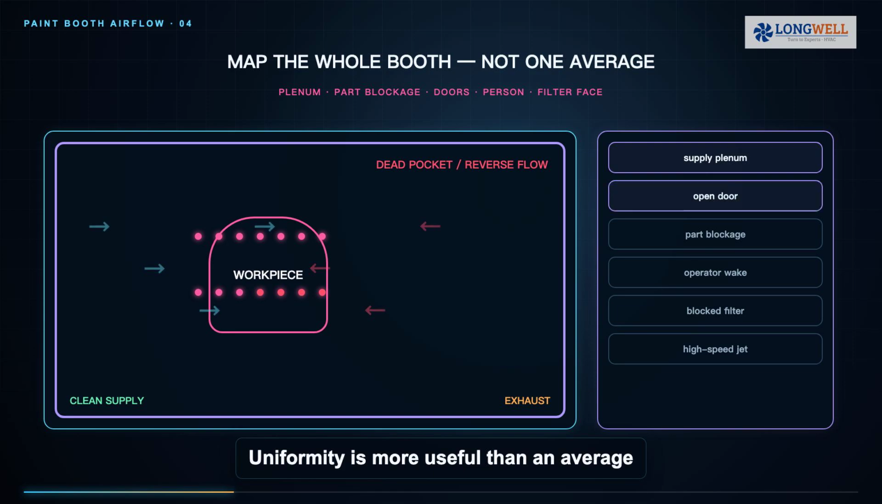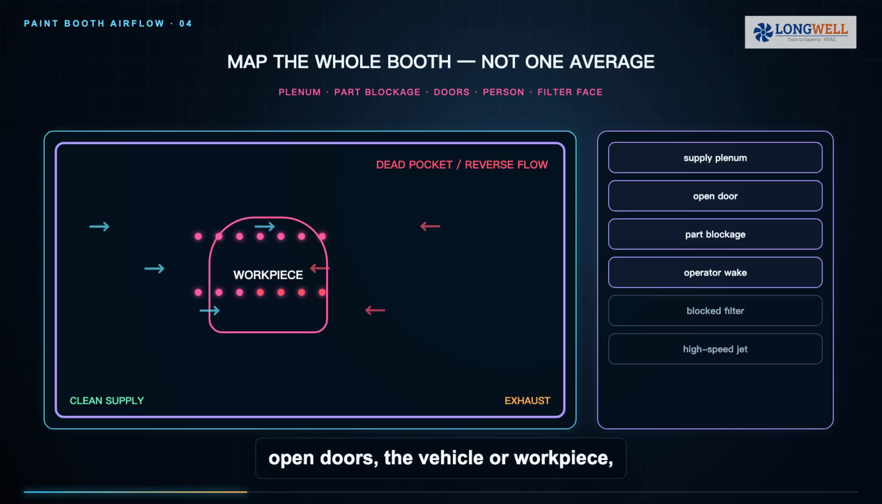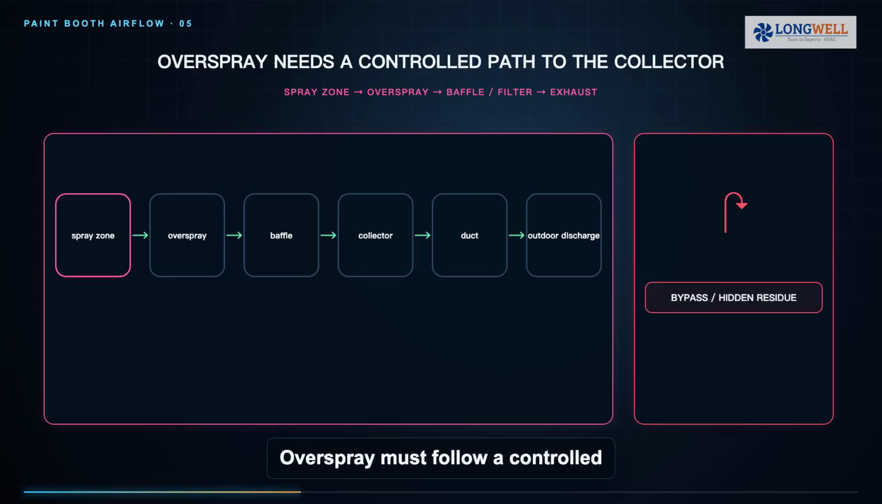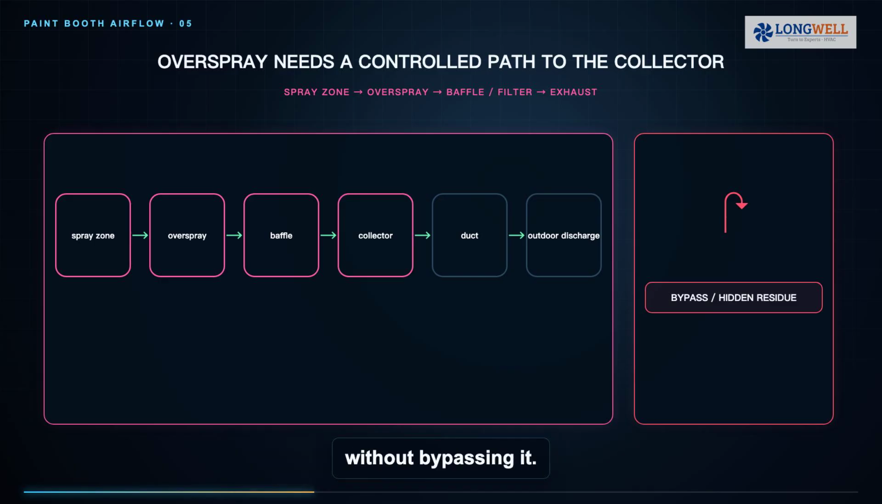Uniformity is more useful than an average alone. Supply plenums, diffusers, open doors, the vehicle or workpiece, operator movement and blocked filter areas reshape the field. Visualize the entire booth cross-section. Look for reverse flow, dead pockets, and high-speed jets that disturb the coating before it reaches the surface. Overspray must follow a controlled path from the spray zone into the collector without bypassing it.